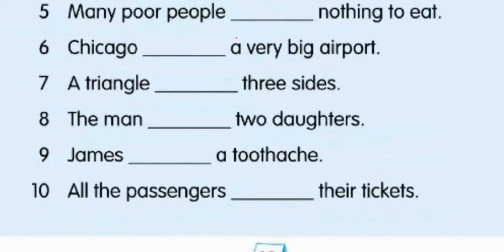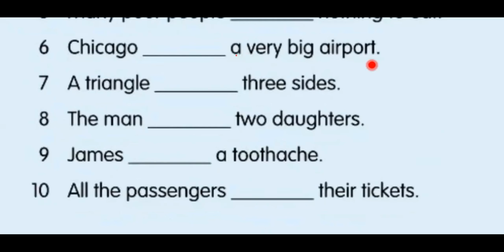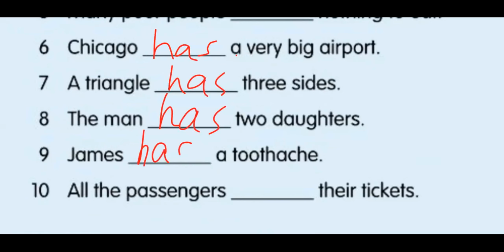Okay. Chicago dash a very big airport. Chicago has a very big airport. Next one, a triangle has 3 sides. Next, the man has 2 daughters. Next sentence, James has a toothache. All the passengers have their tickets.